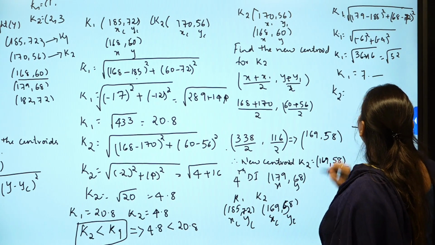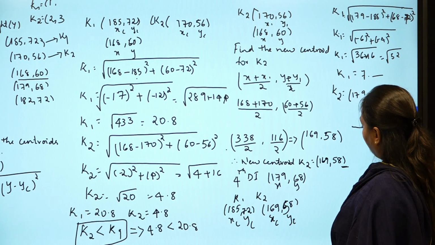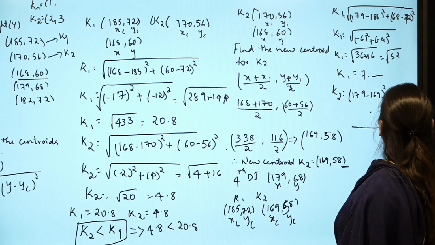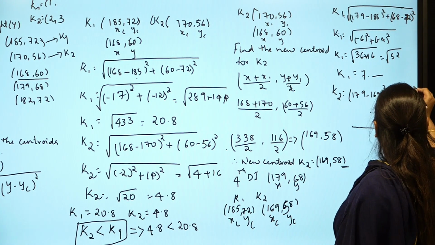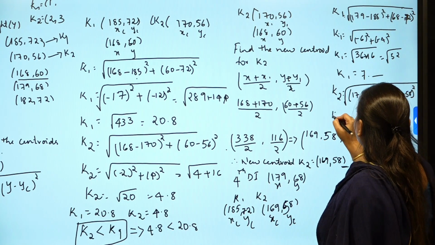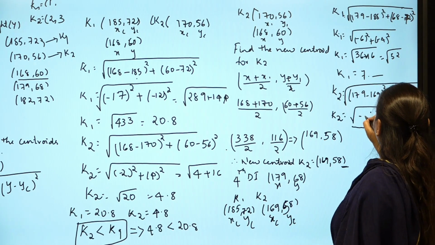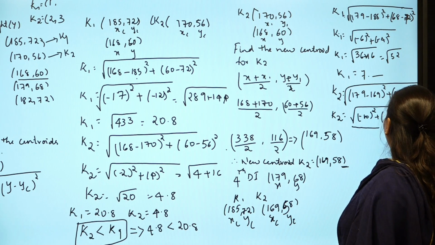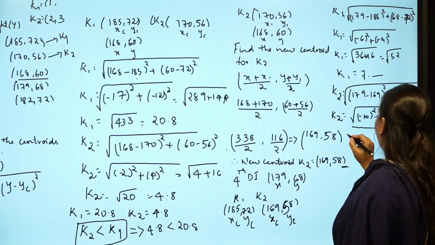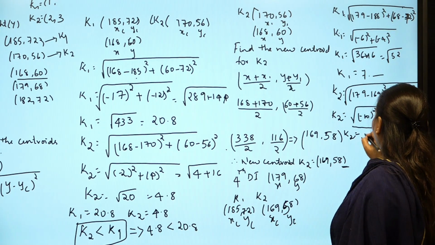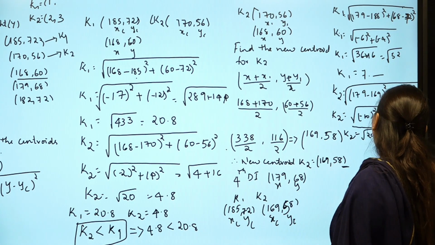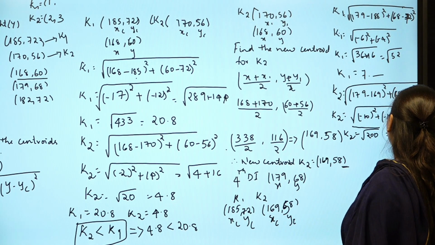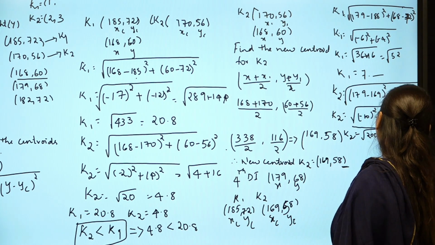Next K2 is equal to 179 minus 169 whole square plus 68 minus 58 whole square under root. So K2 is equal to minus 10 square plus minus 10 square. K2 is equal to root of 200, which is equal to 14 point something nearer value.